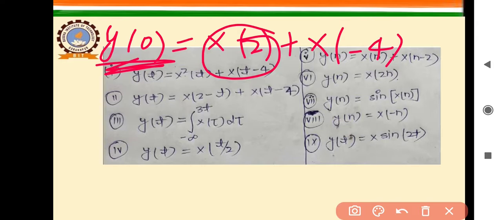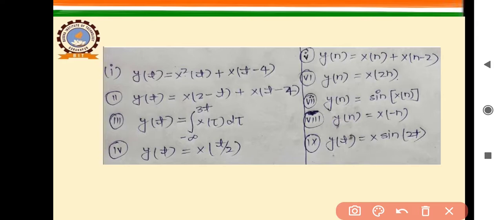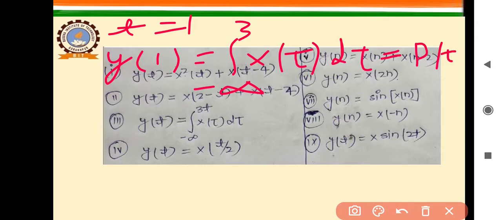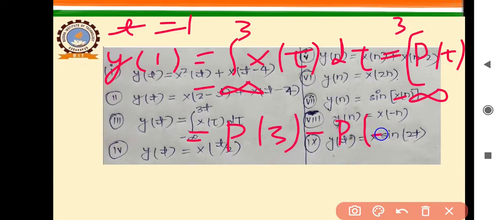The next example is y of t is equal to the integration from minus infinity to 3t of x of tau d tau. Here suppose t equal to 1 is given, then this integration will become y of 1 is equal to the integration from minus infinity to 3 of x of tau d tau. Suppose the value of this integration is p of tau. The integration is a function of tau. Then we will put the upper limit and lower limit to calculate the integration. Then we will get p of 3 minus p of minus infinity.